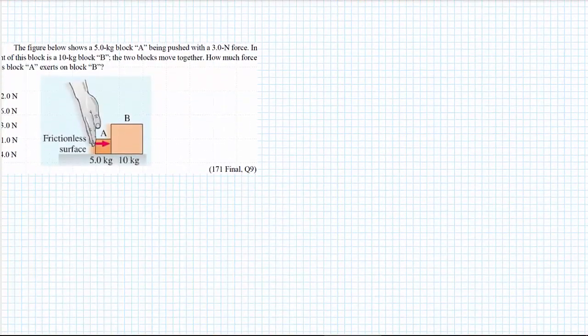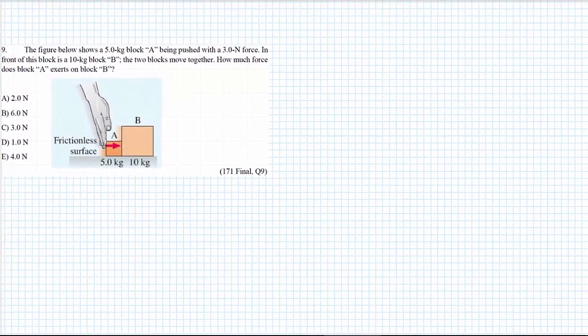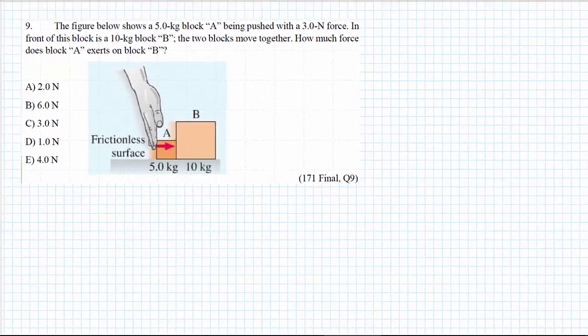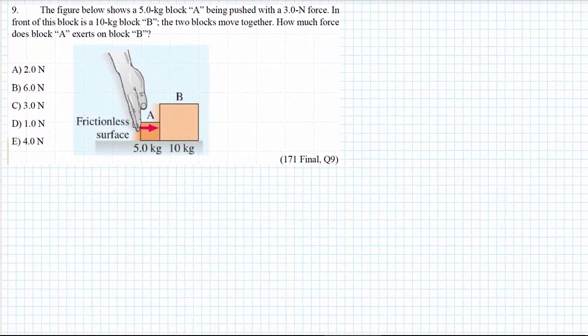Let's see something else. This one. The figure below shows a 5 kilogram block. So the first one, A, is 5 kilogram being pushed with a 3 Newton force. So you apply from your hand here, as you see here, you apply 3 Newton force. Of course, the red arrow says it's to the right.